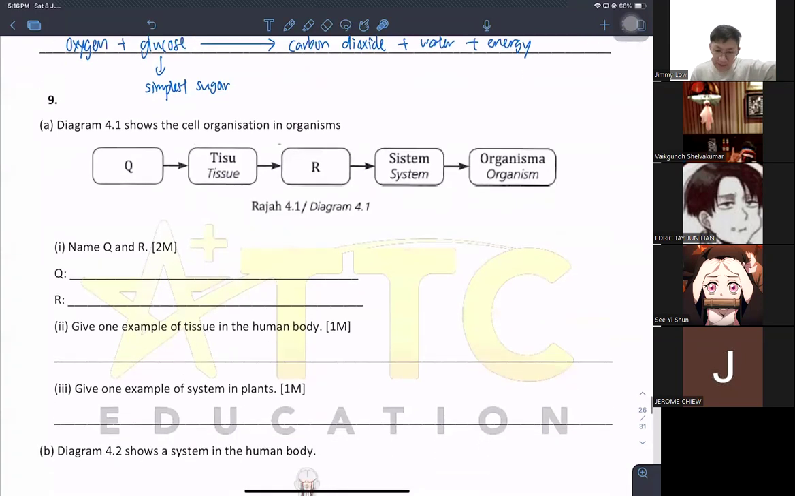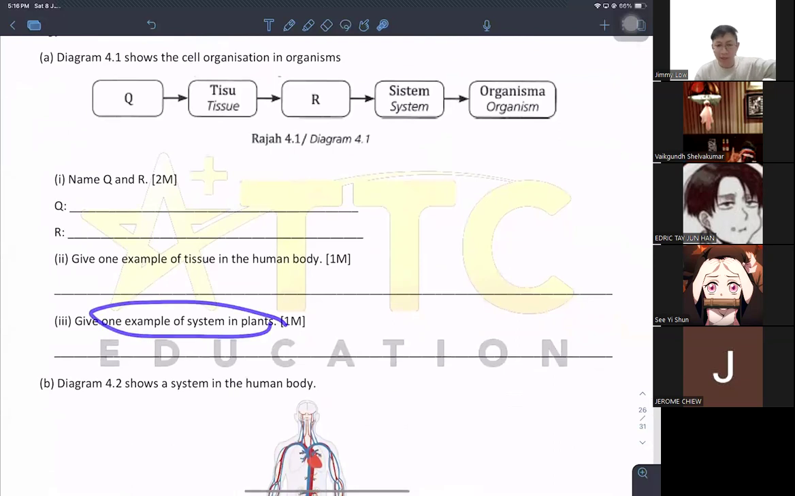So give one example of system in plants. Plants have systems as well. If you are not sure, basically you can relate one. Photosynthesis is not counted as a system, because in a system you must have organs, but photosynthesis itself is not an organ and doesn't have any organ involved inside. So photosynthesis is a process, a process of the plant doing something.